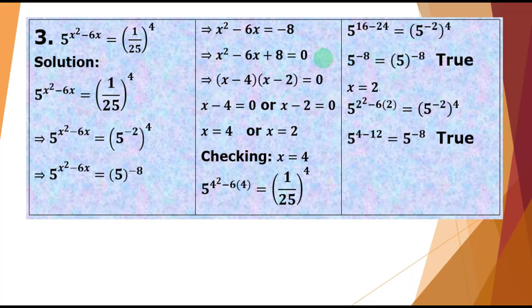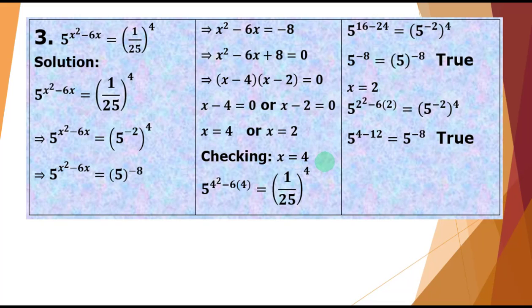Then, this is a quadratic equation already. x squared minus 6x plus 8 equals 0. Then factoring out, we have factors x minus 4 and x minus 2 equated to 0. So we have x equals 4 or x equals 2.